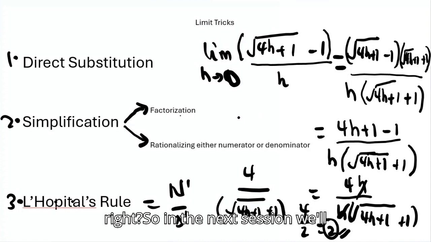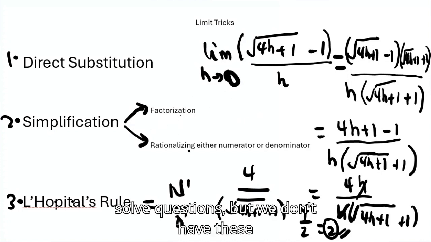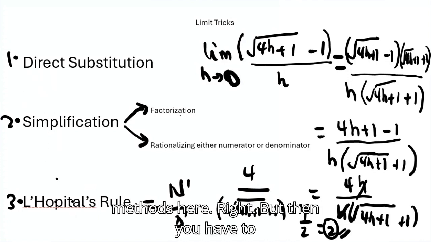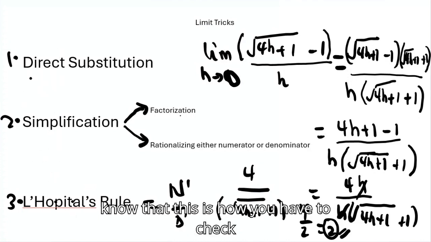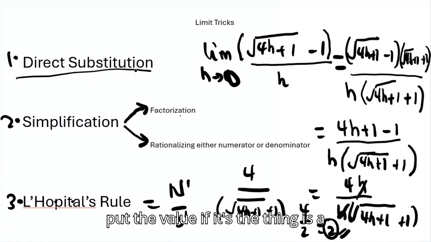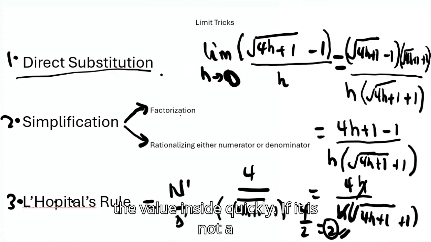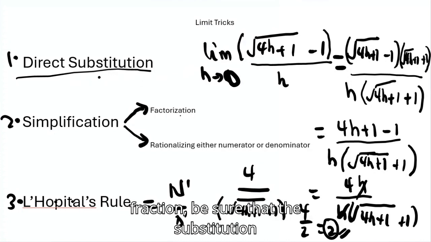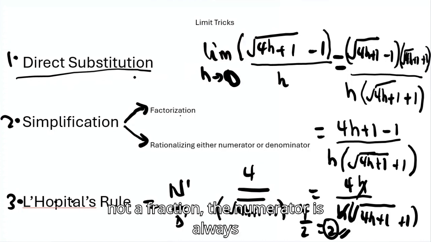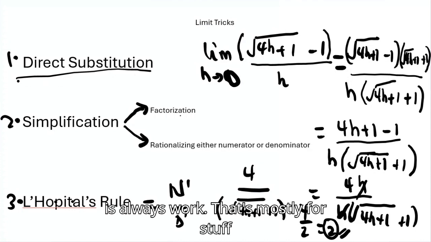So in the next session, we'll solve questions, but we will not have these methods written out here. But you have to know that this is how you check the substitution. How do you do that? You put the value in. If the thing is a fraction, you put the value inside quickly. If it is not a fraction, be sure that the substitution will always work, because if the thing is not a fraction, the denominator is always 1, a constant. So that one always works. Direct substitution works mostly for things that are not fractions.